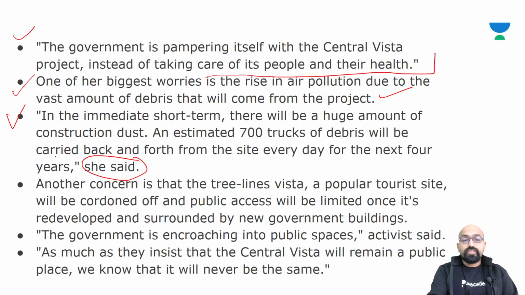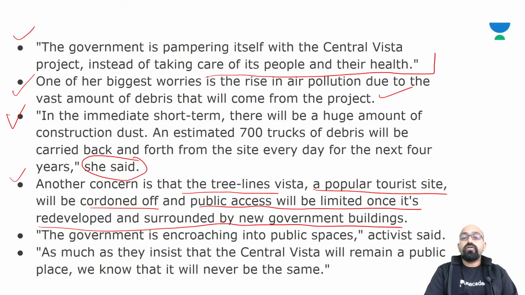Okay, now the next point raised by the environmental activists is that the tree-lined Vista, a popular tourist site, will be cordoned off and public access will be limited once it's redeveloped and surrounded by new government buildings. Alright, so the government is encroaching into public spaces. The activist said that as much as they insist the Central Vista will remain a public place, we know that it will never be the same. Alright, so these are the points raised by the environmental activists.